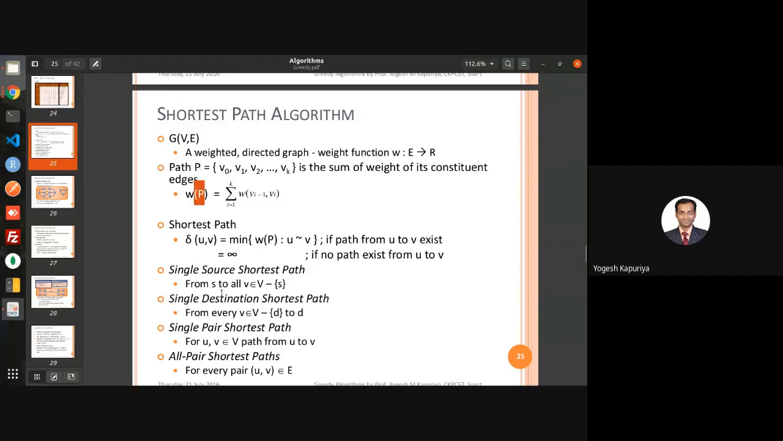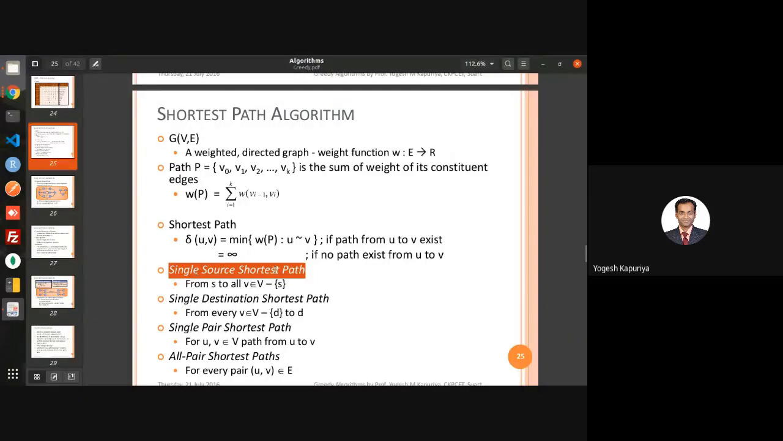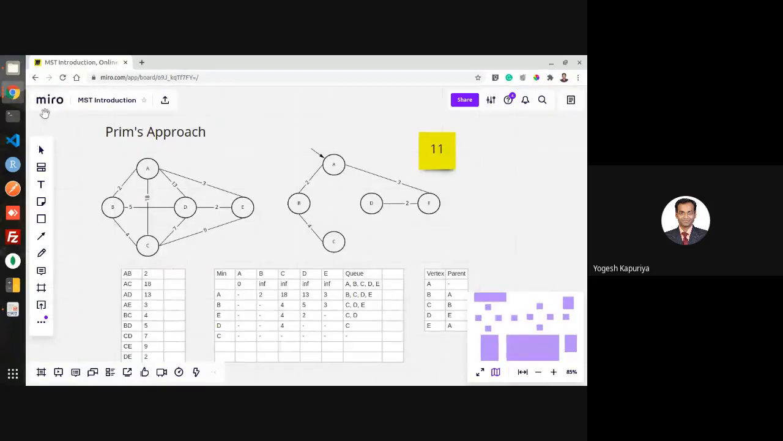Shortest means minimizing this. There are different versions of this algorithm. Single source shortest path. It means that you have been given a graph like this, and you have been given a source vertex like this. So let us say A is your source vertex. Then this problem statement, single source shortest path, finds the shortest path from this source vertex to all the remaining vertices of a graph. So that means shortest path between A to B, A to D, A to E, and A to C.